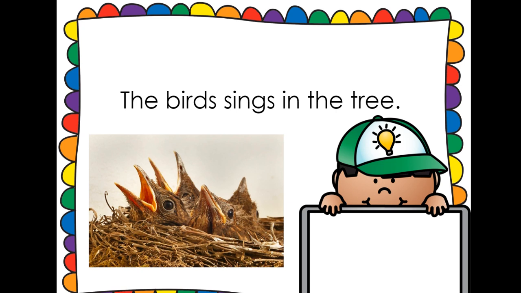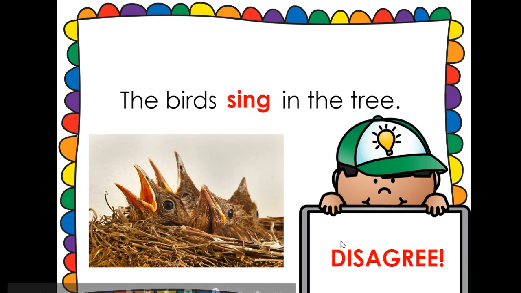I have something. Let's see what the verb patroller thinks. Oh yes, he does disagree. And I agree too, because when I was reading that sentence, it was really hard to get it out because it really didn't make any sense. The verb patroller says, the birds sing in the tree. Oh, that sounds much better, and it's much easier to say. The birds sing. The birds sings is not correct, but the birds sing in the tree sounds much better.